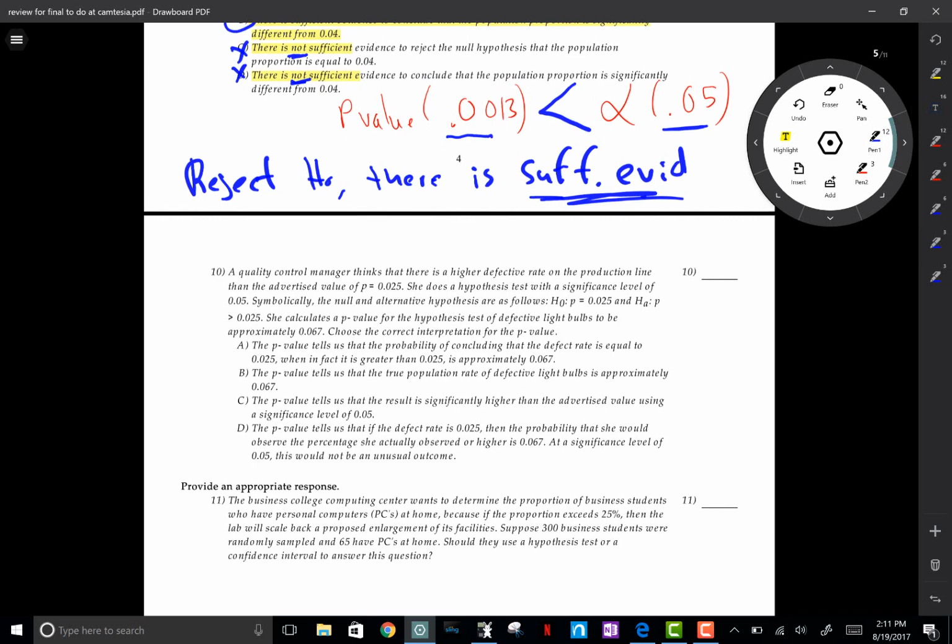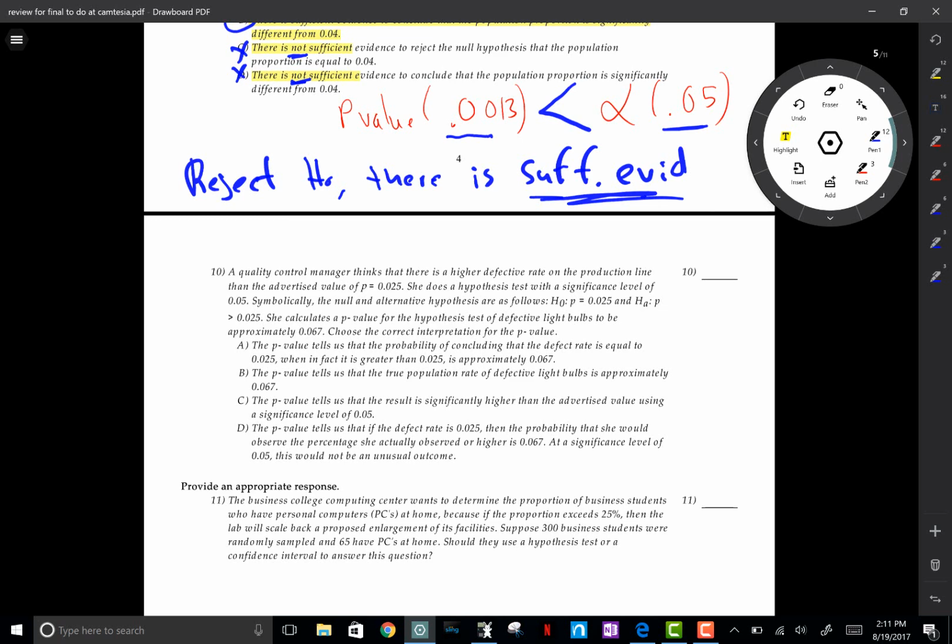Well, actually, this one, number 10, where we want to say what does the p-value represent. In this one, we already did this problem. It says the quality control managers think that there's a high defective rate of the production line, compared to the advertised value of p equal to 0.025. She does a hypothesis test with a significance level of 0.05. Symbolically, the null and alternative hypotheses are as follows: that p is equal to 0.025 and that p is greater than 0.025.